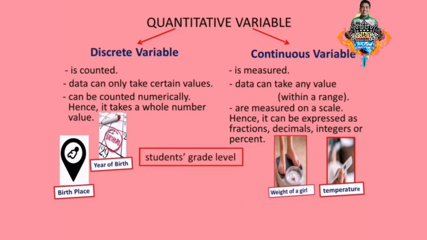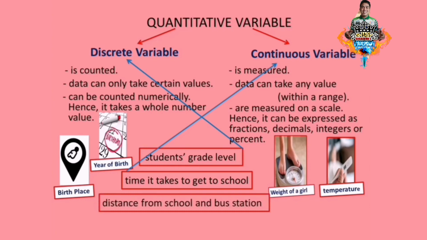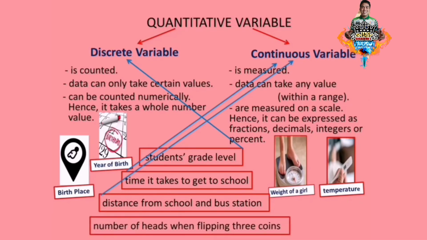Then we have students' grade level. Since students' grade level is grade 1, grade 2, grade 3, that is exact, so that is discrete. Say the time it takes to get to school, probably 1 minute and 2 seconds if your house is just adjacent to the school, or if far it could be 5 minutes and a little bit of seconds, and so on. That is not exact, that's why it is a continuous variable. Distance from school to bus station could be in meters or kilometers, like 2.1 kilometers or 3.1 kilometers, so it is continuous. And lastly, we have the number of heads when flipping 3 coins. After flipping a coin, the only possible result would be head or tail. In short, as the result will be exact, therefore it belongs to discrete variable.